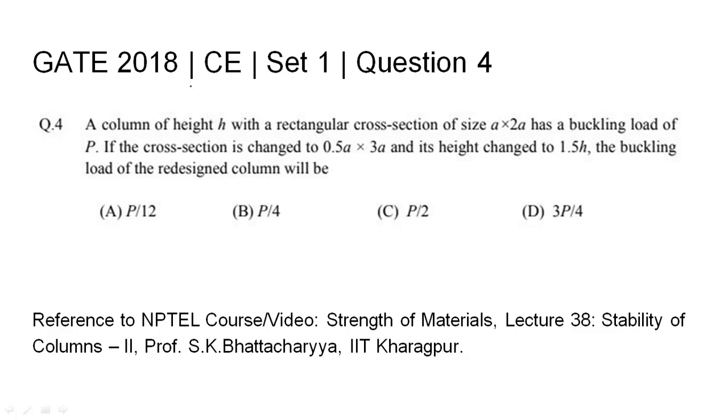GATE 2018 Civil Engineering Set 1 Question 4. A column of height h with a rectangular cross section of size a into 2a has a buckling load of P. If the cross section is changed to 0.5a into 3a and the height is changed to 1.5h, the buckling load of the redesigned column will be.